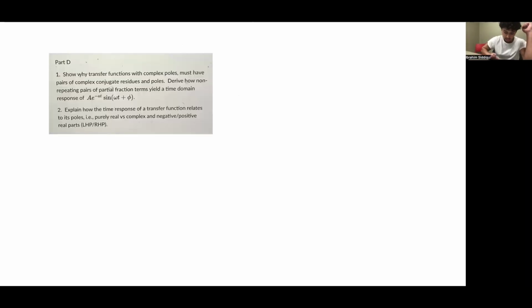Okay, so you're going to be finishing out this homework with the last part, part D. We're going to be showing why the transfer functions with complex poles must have parts of complex conjugate residues and poles. Derive how non-repeating pairs of the partial fraction terms yield a time domain response of this term we have here. So essentially, we're going to be deriving some functions and coming up with this function right here. We're then going to explain how the time response of a transfer function relates to its poles, purely real versus complex, and negative/positive real parts.